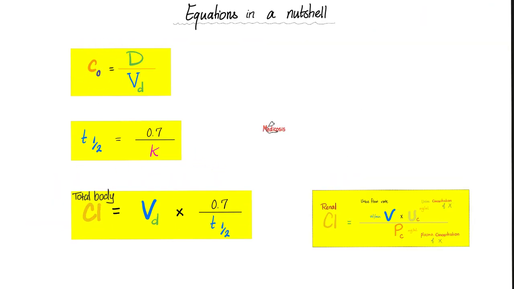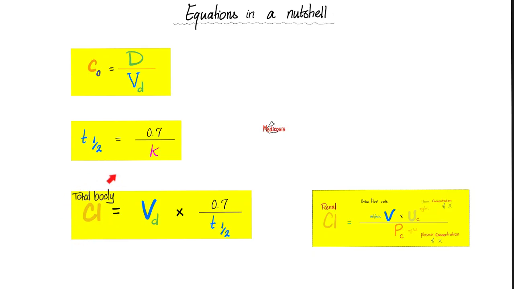More equations. Amount equals volume times concentration. Therefore, concentration is the amount over the volume. What's the amount? The dose of the drug. What's the volume? The volume of distribution. Where do I get C0 from? It's an extrapolated point on the elimination curve. You get it by extending the straight line backwards.